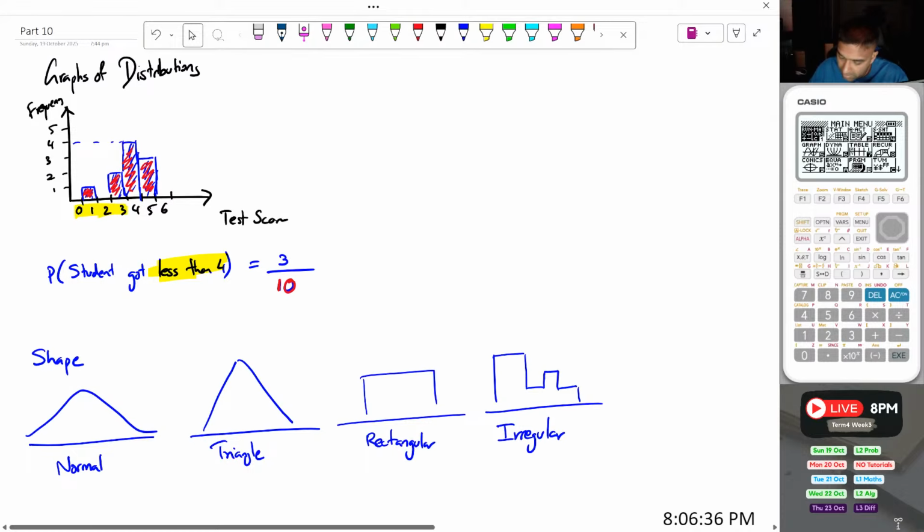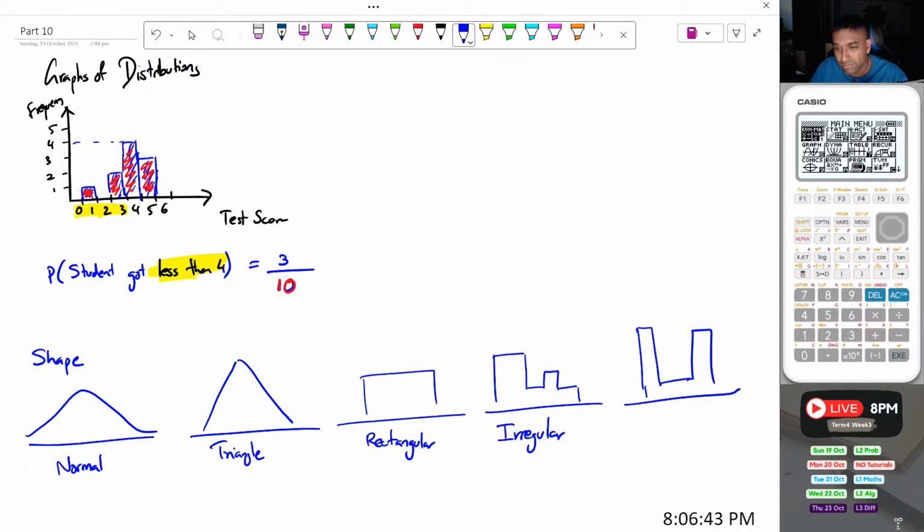And finally, you get the bimodal. Bimodal is usually when the graph ends up looking like two kind of big spikes that you can see. That ends up being bimodal.